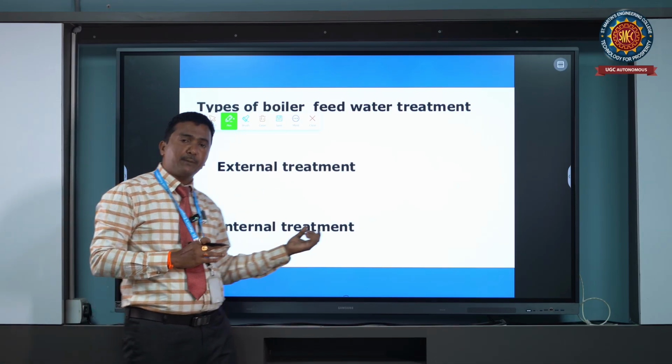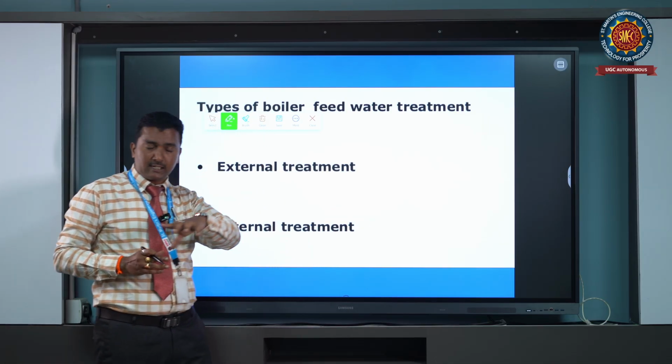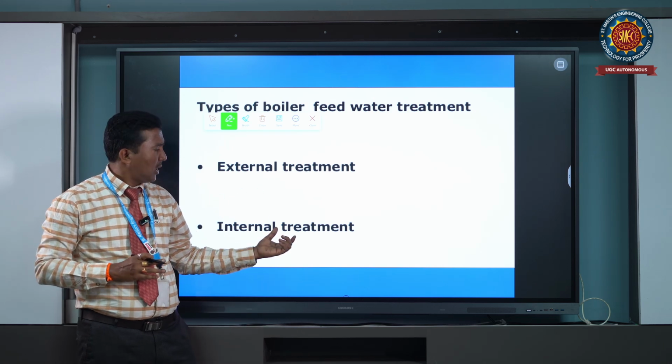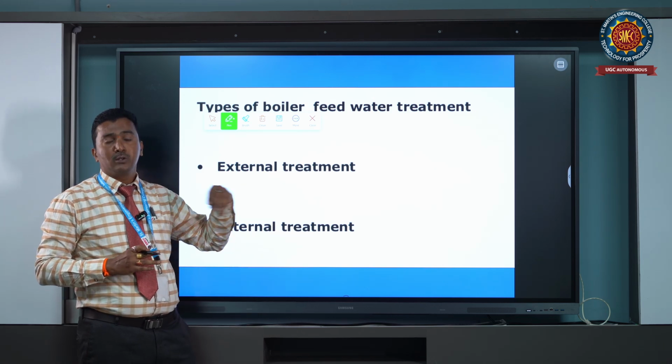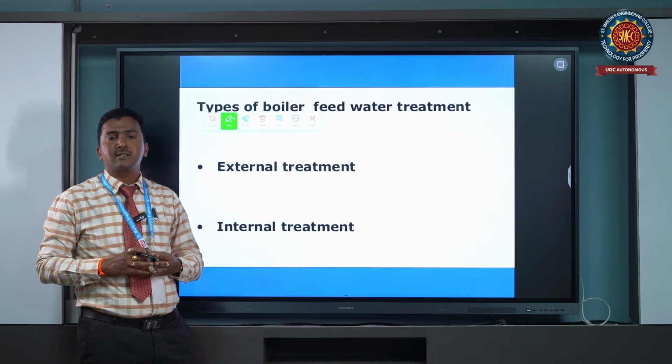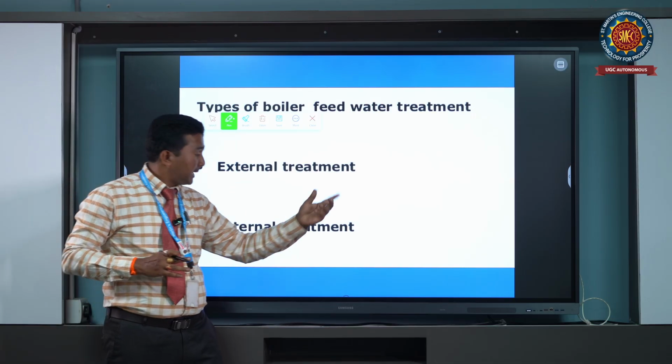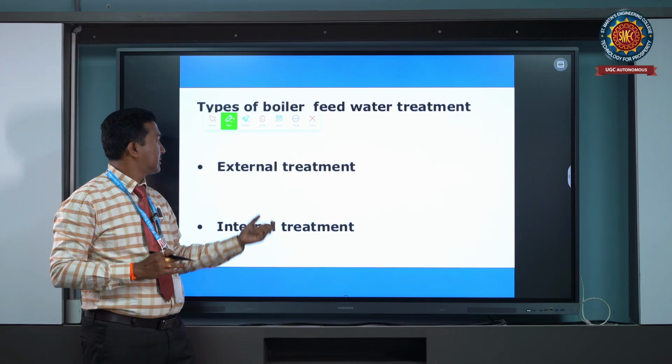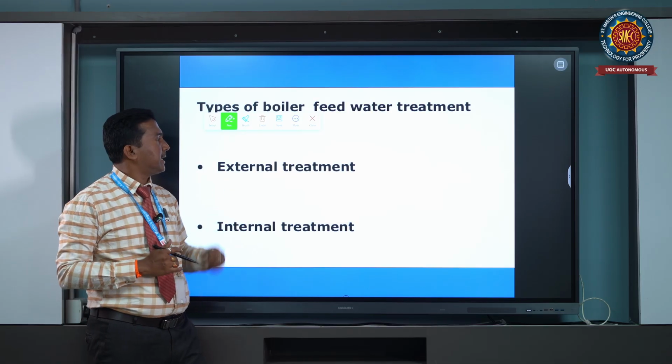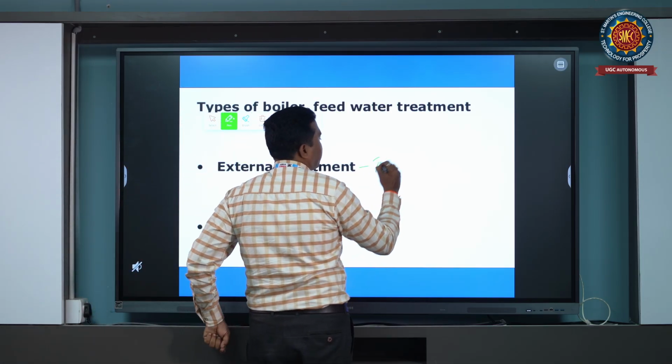But what are the internal treatments? Internal treatment is done inside the boilers. The scale-forming salts are converted into sludge, so internally you have to add chemicals. External treatment, for example, is nothing but the ion exchange process.